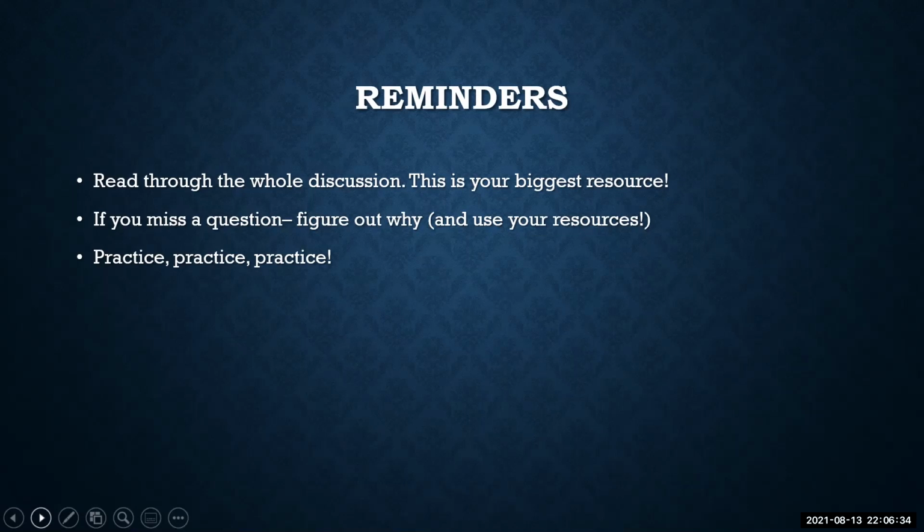And then, of course, if you miss a question, figure out why and use your resources. So that will mean using your medical dictionary, looking things up, figuring it out, right? We don't just shrug our shoulders and say, oh, well, I guess I didn't do so well on that one. No, we want to find out why we didn't do well, and what we can learn for next time, right? And practice, practice, practice. You cannot practice enough.